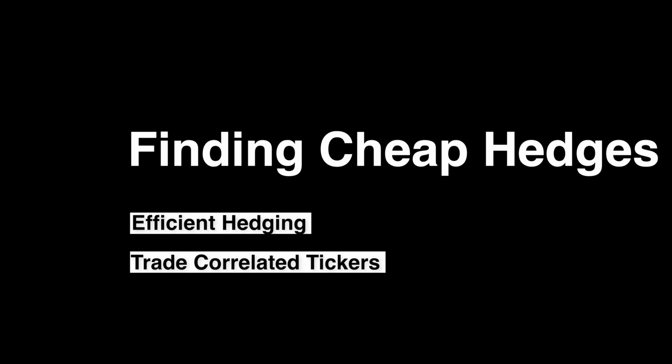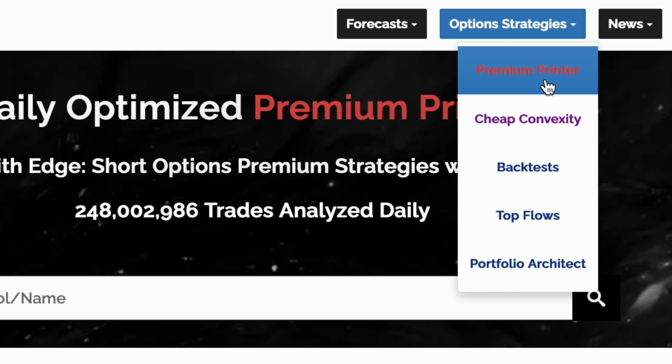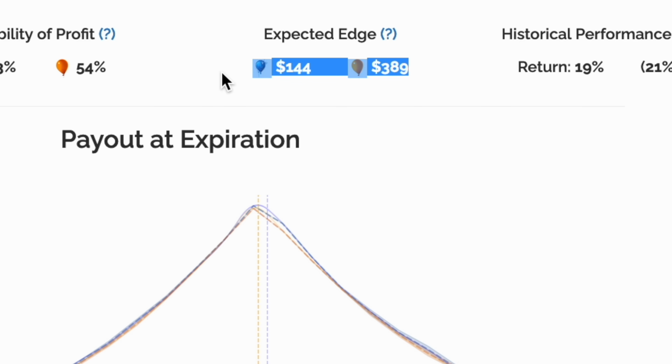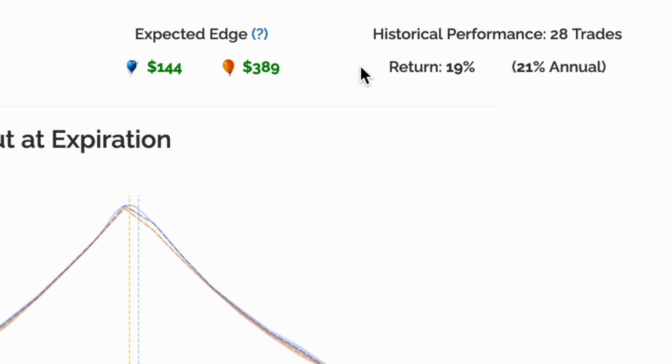Using Helium to find cheap, efficient hedges for your trades. Let's say we find a premium printer trade that we like. This trade has a high annualized return, positive edge, and a decent historical track record.